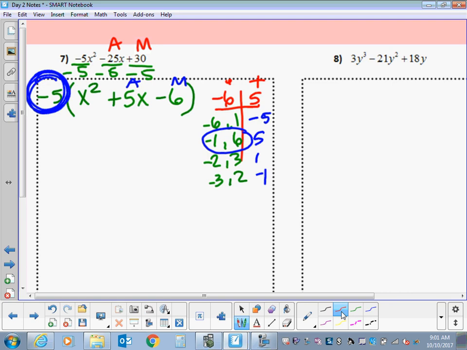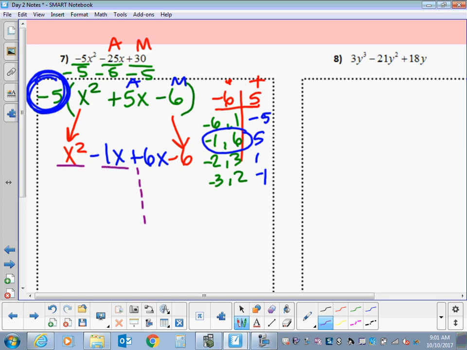Once I get here, I pull down my first, which is x squared. I pull down my last, which is -6. And then I fill in what's inside. So -1x plus 6x. I have my 4 terms, so I split them.